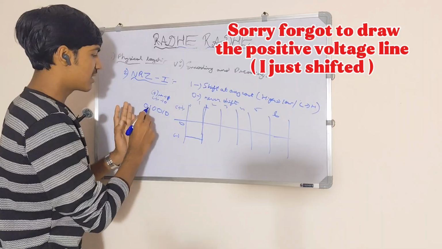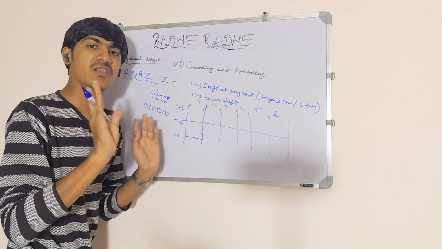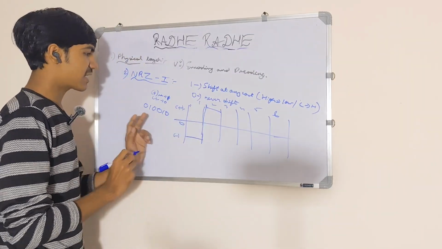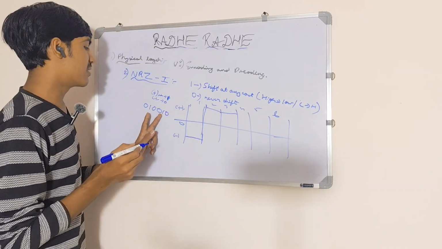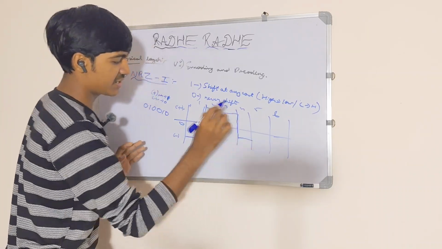Now it says it's 0. 0 means never shift, it will stay here. Again 0, it will stay here. Now 1, shift at any cost.